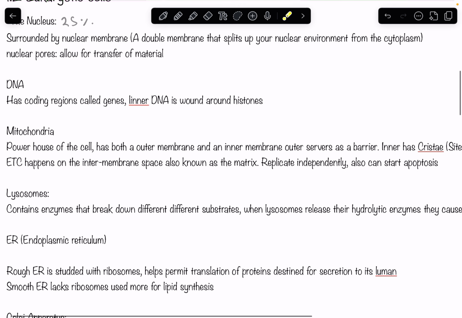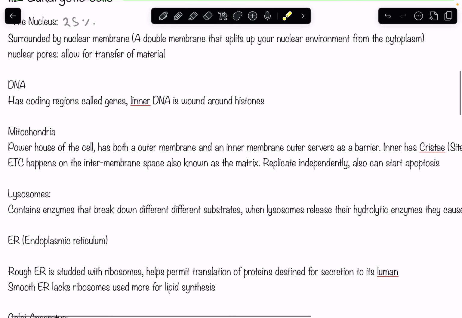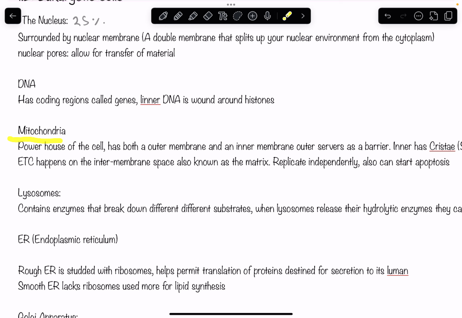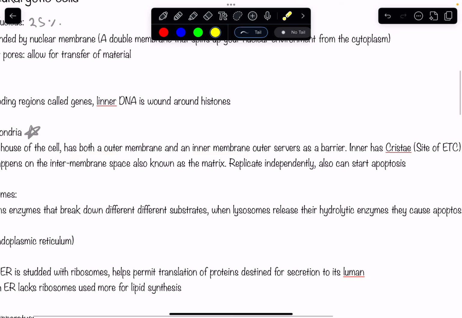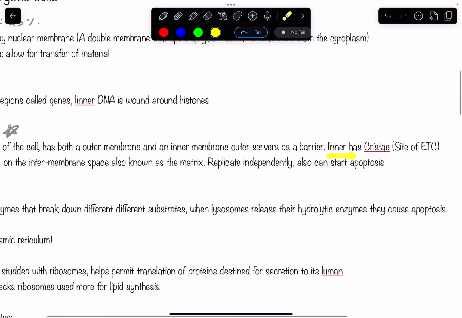So, mitochondria, we all know mitochondria is the powerhouse of the cell. So, mitochondria, obviously, very important. I don't need to tell you that, but a few things, right? So, it has both an outer and an inner membrane. The outer membrane serves as a barrier of sorts, okay? And the inner membrane has something that is called cristae, okay?